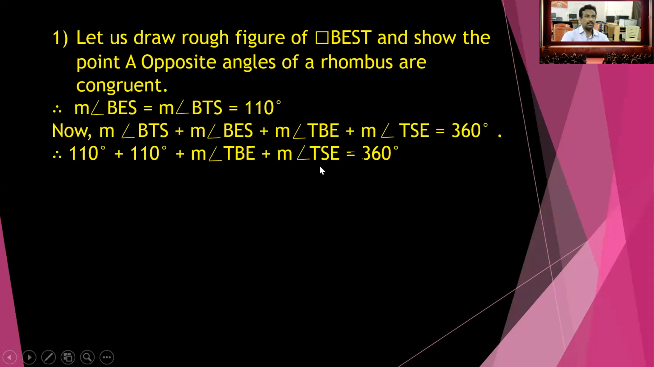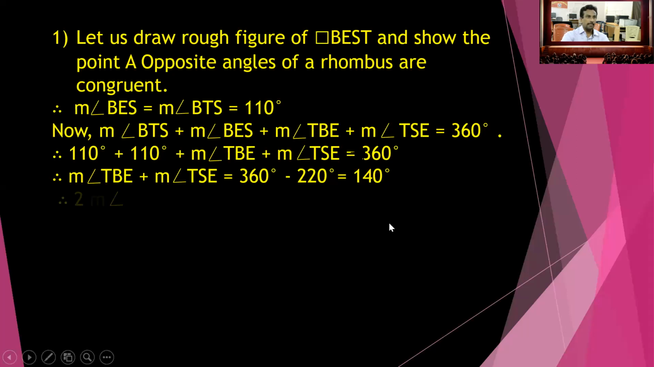Opposite angles are congruent, meaning these two are also congruent. Now 110 plus 110 is 220 degrees. Subtract it from 360 degrees. Therefore, major angle TBE plus major angle TSE is equal to 360 degrees minus 220 degrees. Then we will get the answer, that is 140 degrees. Therefore, major angle TBE plus major angle TSE is equal to 140 degrees.